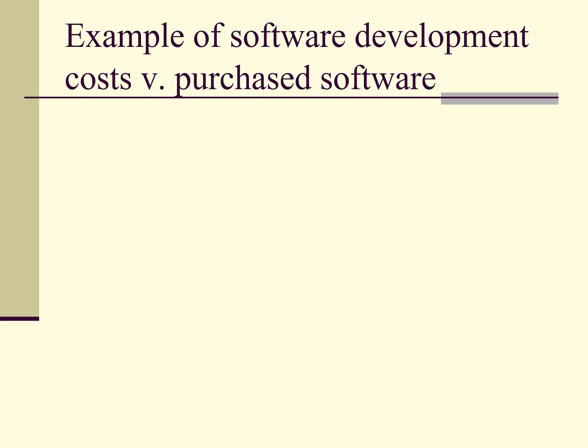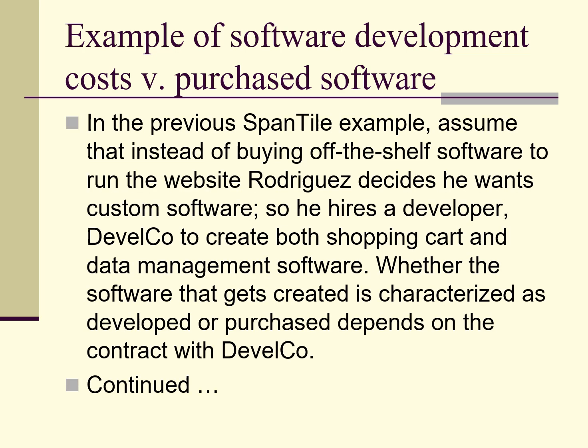Here's an example of software development costs versus purchased software. In the previous Spantile example, assume that instead of buying off-the-shelf software to run the website, Rodriguez decides he wants custom software. So he hires a developer, DevelopCo, to create both shopping cart and data management software. Whether the software that gets created is characterized as developed or purchased depends on the contract with DevelopCo. This example is continued on the next slide.